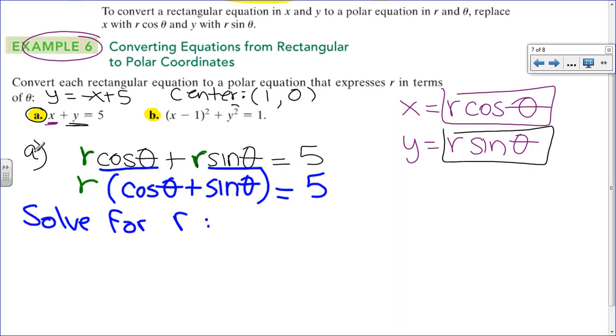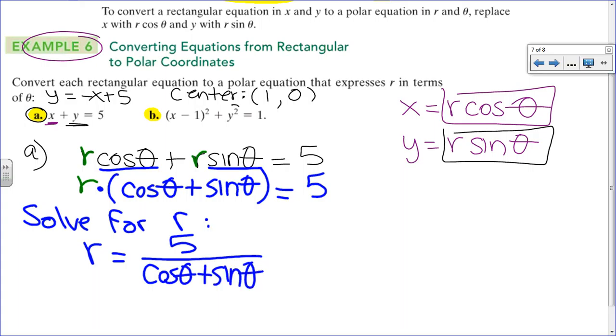What are the r and the whole expression inside the parentheses doing to each other? Multiplying, because there's no sign in between. So to solve for r, r is equal to 5 divided by cosine theta plus sine theta. Yes, Viviani? Yes. Okay, very good. And that's it, guys. That will be the equation.